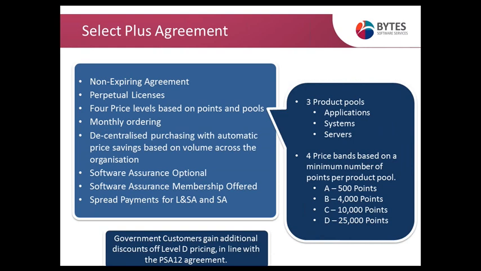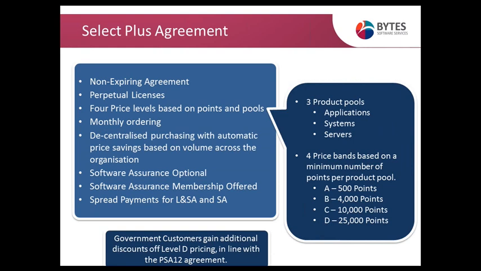There is also software assurance membership, and when you sign up to software assurance membership, that means that you commit to having software assurance purchased with every license that you buy through the Select Plus agreements. And finally, if you do opt for software assurance, then you can actually pay for your licenses on an annual term basis. So you can spread the payments and therefore reduce the upfront costs of your purchases.